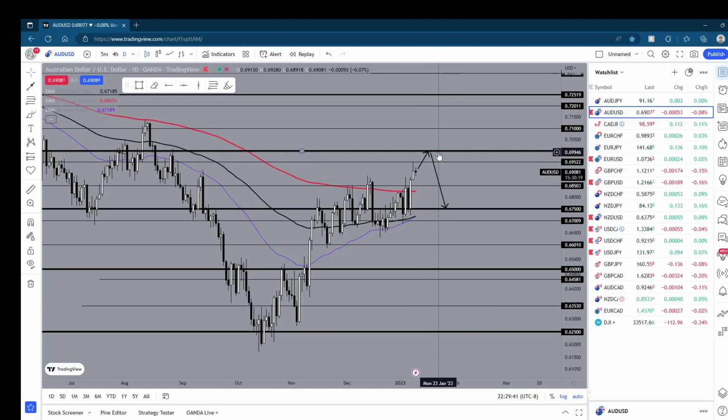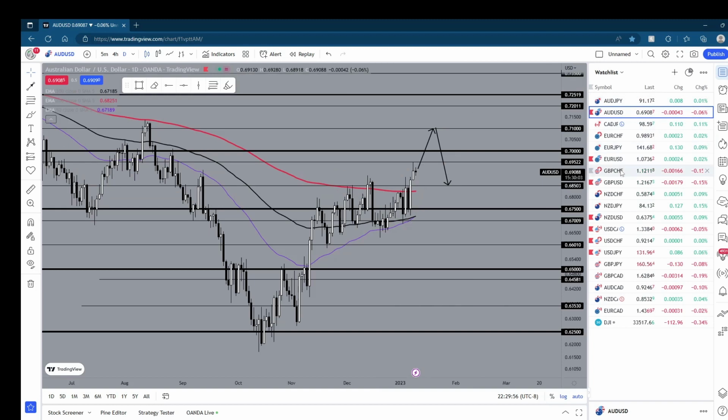If it pushes past the 70 throughout the week, we can also expect it to go up to the 71 and then go from the 71 down to the 68.50. That's just what we're looking at for the Aussie USD.